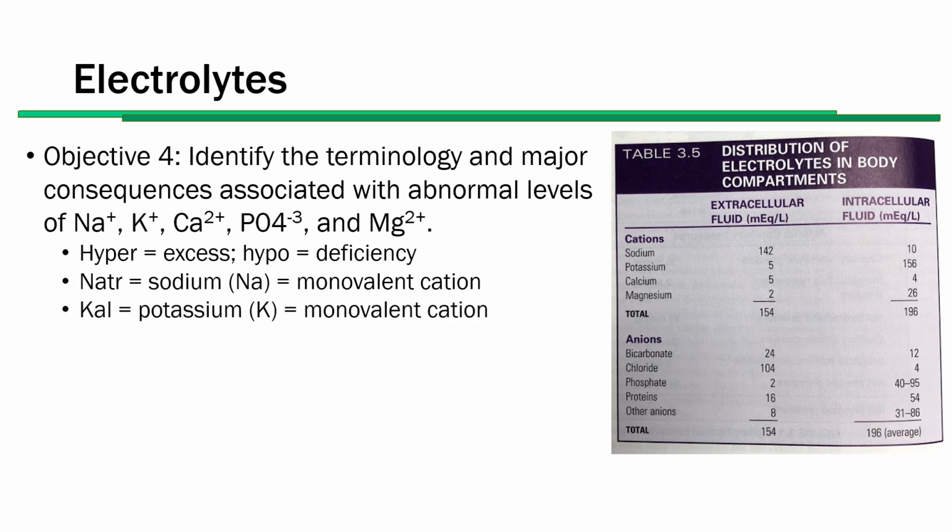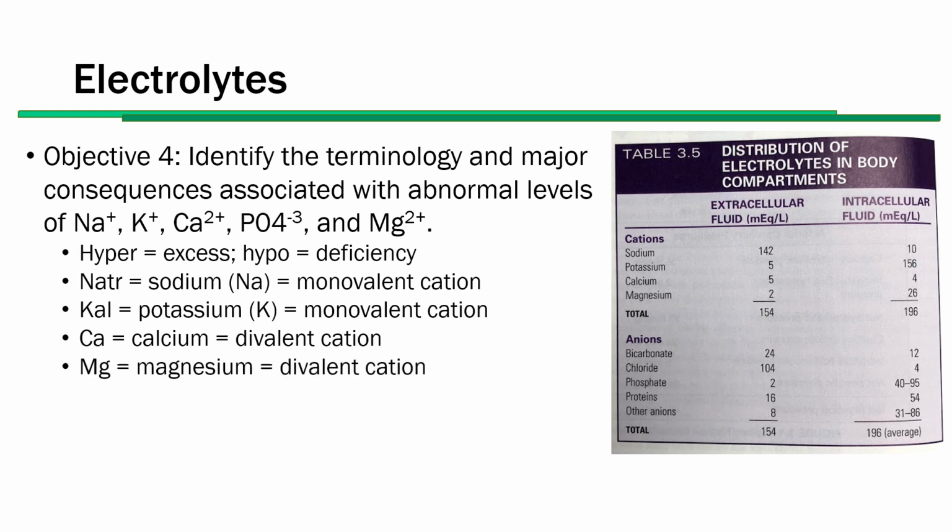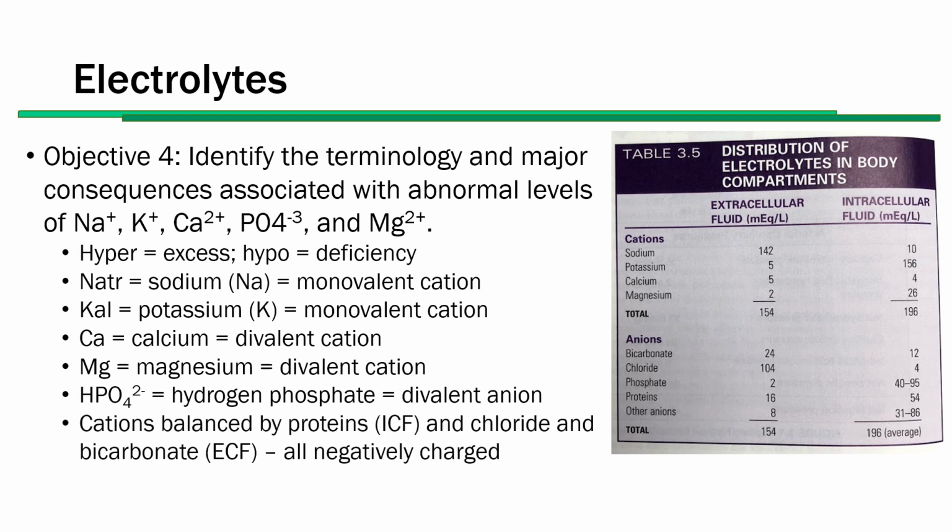Kal refers to potassium, which has the symbol K for the root kalium, and it also is a monovalent cation. Calcium is a divalent cation, so two positive charges in its ionic state. Magnesium also has 2 positive charges in its ionic state, divalent cation. HPO4 2- is hydrogen phosphate. It's a divalent anion, so it provides 2 negative charges.